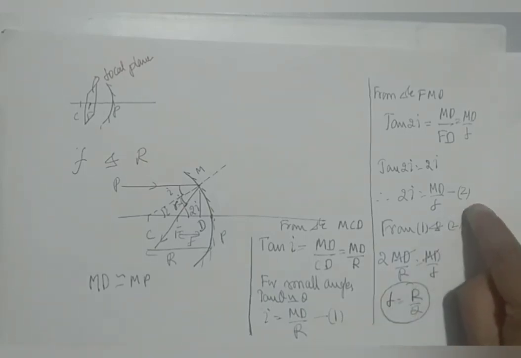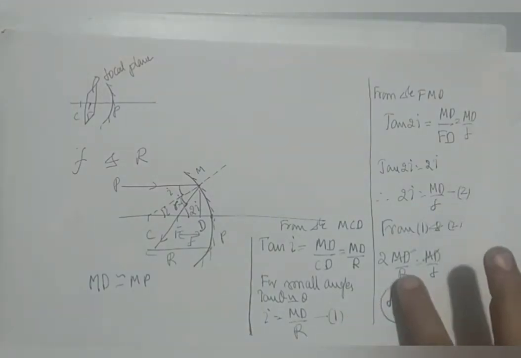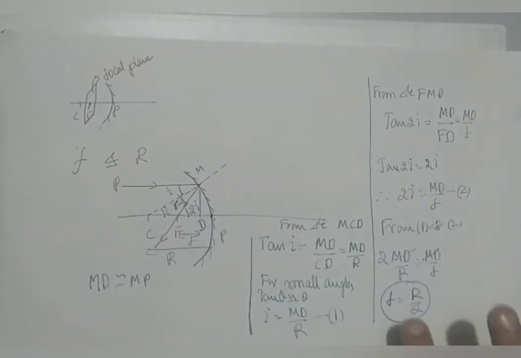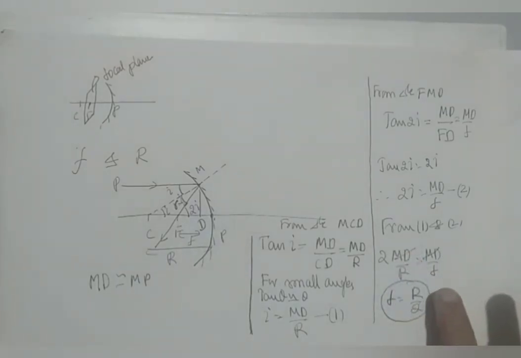From 1 and 2, if you substitute for I in the second equation, you get 2 times MD by R equals MD by F. You cancel MD there. F is equal to R by 2 because 2 by R equals 1 by F. After taking the reciprocal, F equals R by 2. This is the derivation what we require to learn.